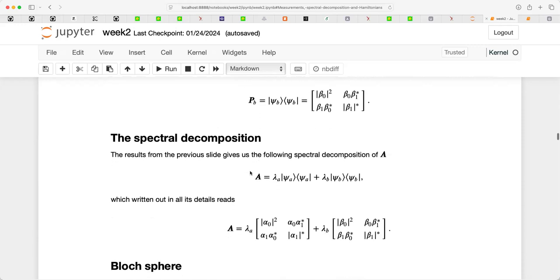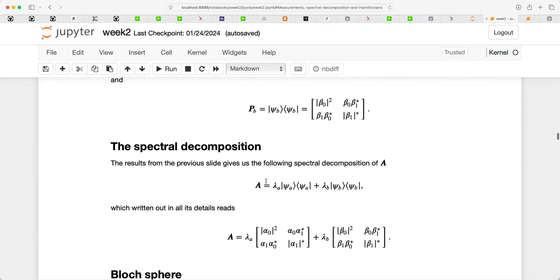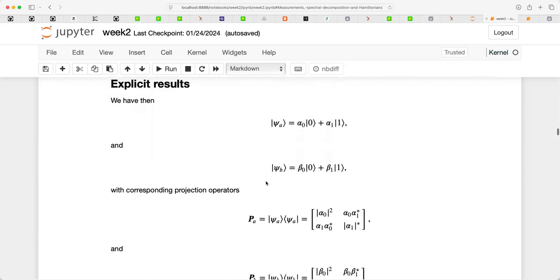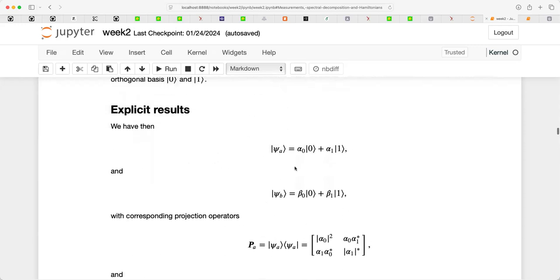If I now look at the operator A, I can rewrite it in terms of lambda A, the eigenvalues, and lambda B here. So that would be the spectral decomposition of that specific operator A, which now has these two eigenvectors, which in turn are defined in terms of another orthogonal eigenbasis.